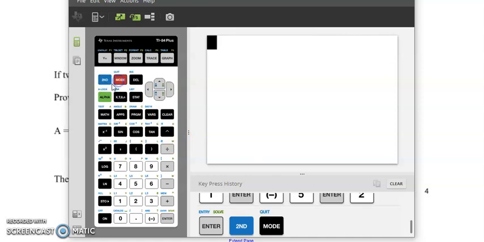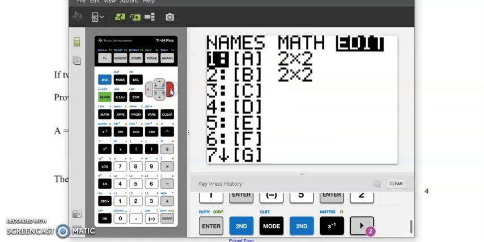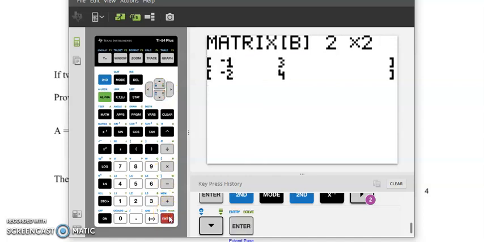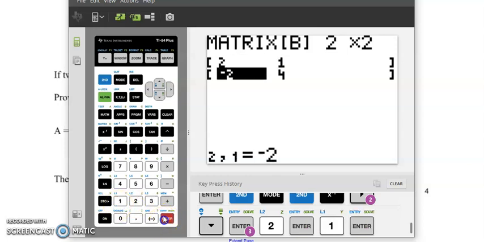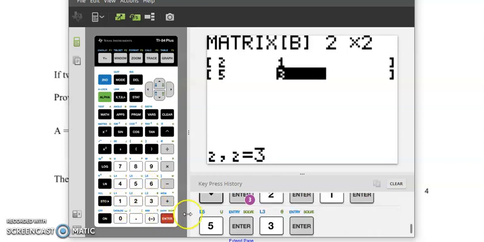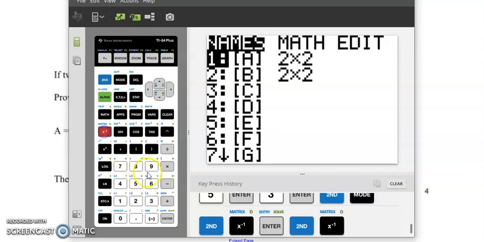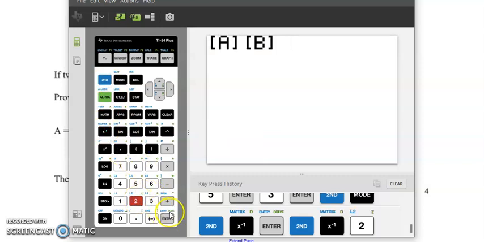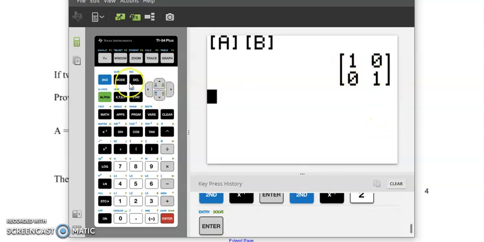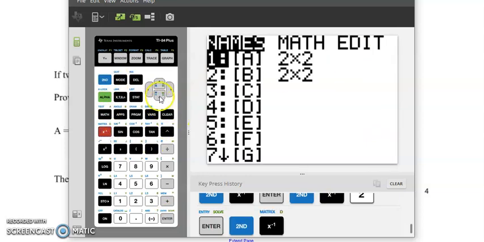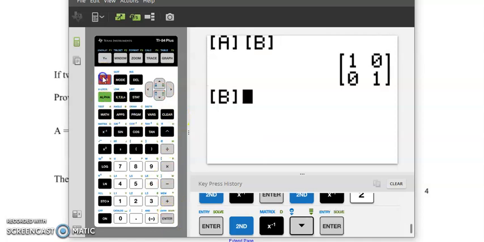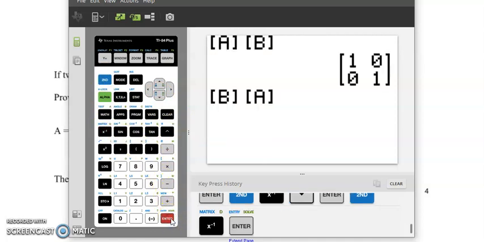And then I'll go ahead and quit and go back into matrices and edit matrix B. It's already set up as a 2 by 2, so I just have to change the elements. 2, 1, 5, 3. And I'll quit again. Now I'm going to go grab my A matrix and then grab my B matrix. That will multiply them together, and you see that I get the identity matrix out. I can do the same thing multiplying B by A. So grab B first, then grab A, multiply, and you get the identity matrix again. That just proved that A and B are inverses of each other.